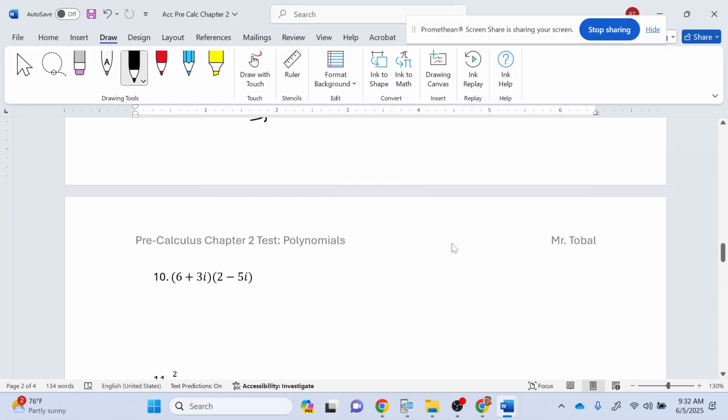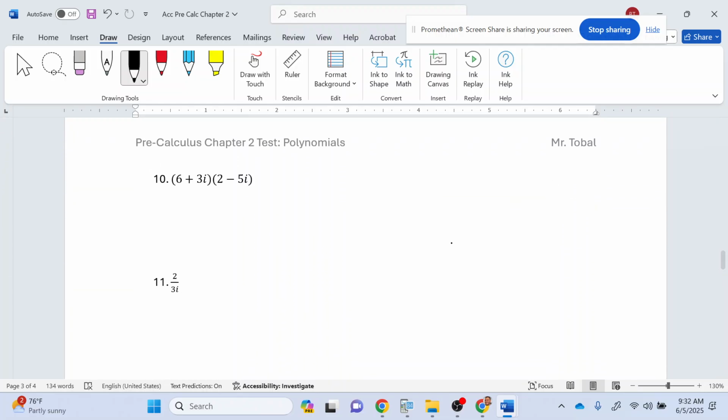Same thing when you FOIL. 12 minus 30i plus 6i minus 15i squared. There's just more i's. i squared becomes negative 1, so this is going to become a positive 15. So 12 plus 15 is 27. Negative 30i plus 6i is minus 24i.